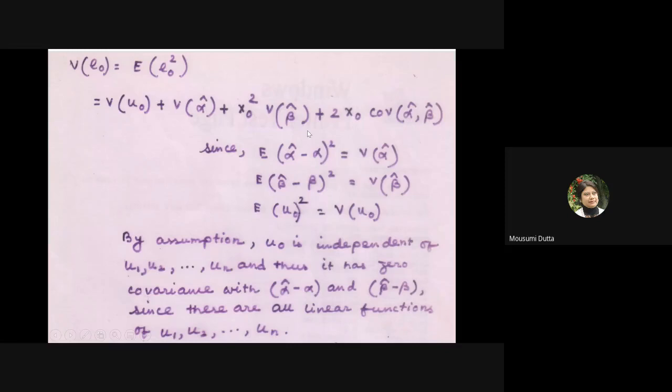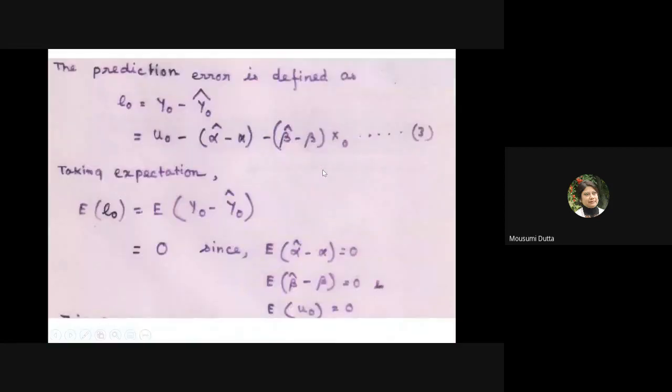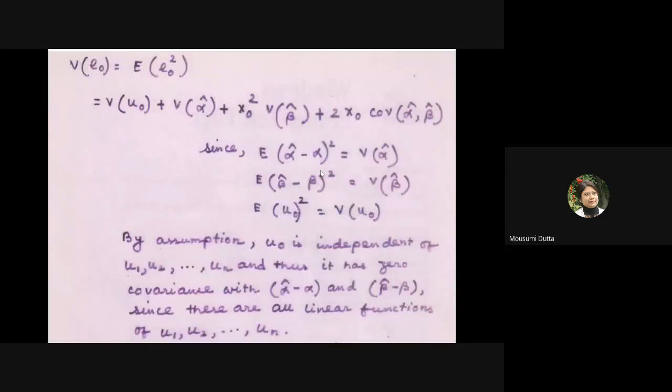Now there are three covariances as I mentioned. However, I have written only one here because the other two covariances, between U and alpha and between U and beta, are absolutely equal to 0. Expectation of alpha hat minus alpha whole square, which I got from this model, is the variance of alpha hat. Expectation of beta hat minus beta whole square is the variance of beta hat, and expectation of U naught square is the variance of U naught.